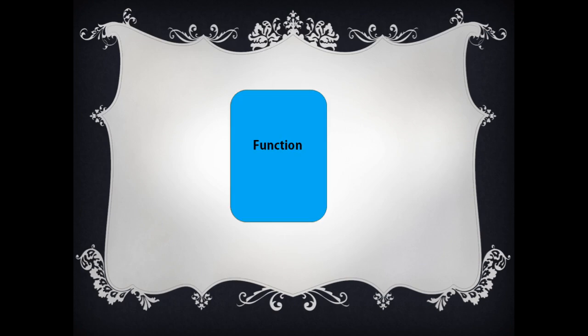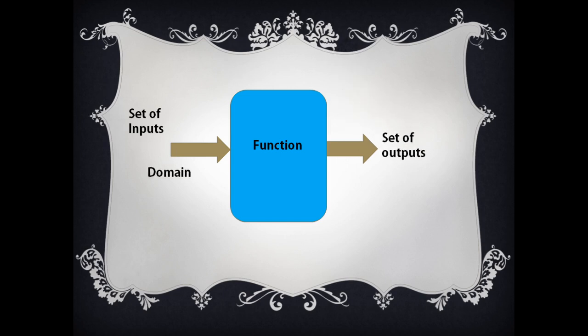Suppose there is a function. It may be a task, a mission, a device, which performs some function. It requires some inputs. By taking some set of inputs and applying that function, we get some set of outputs. That set of inputs is called the domain, and the set of outputs is called the range.